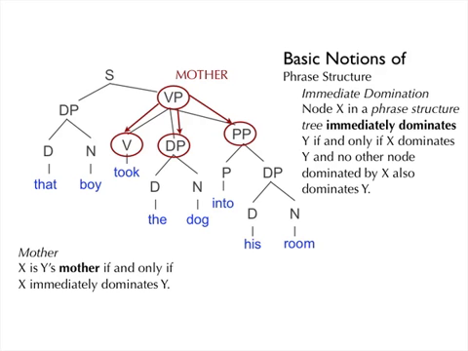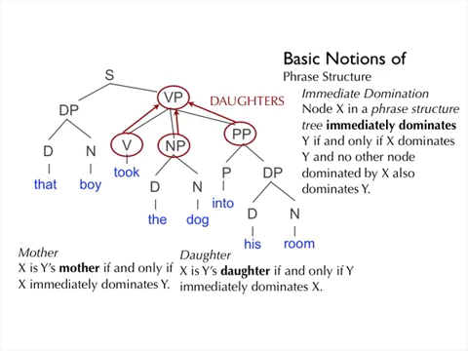The notion mother: X is Y's mother if and only if X immediately dominates Y. So these are just terms that are used in the literature that can be defined in terms of domination. And what else do we have? Well, daughter, of course, is the opposite. Daughters of a node are the things that it immediately dominates.